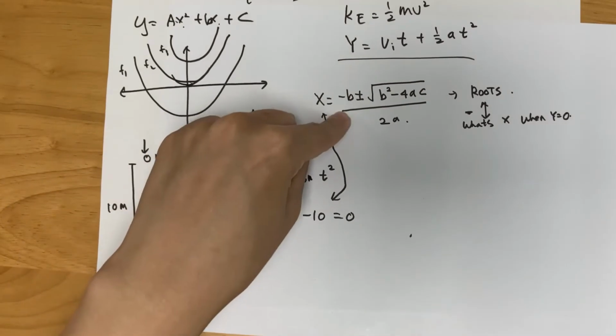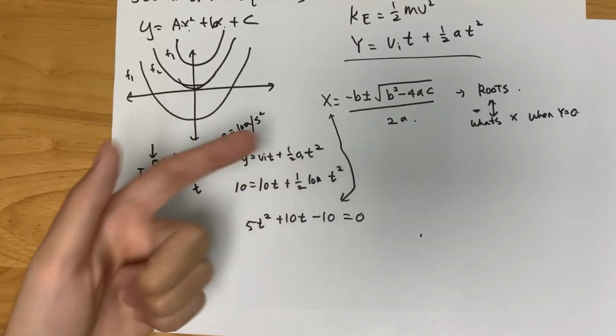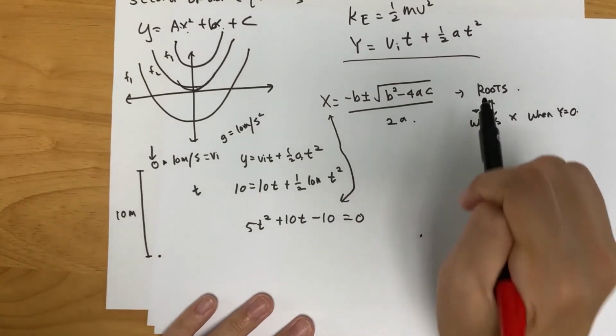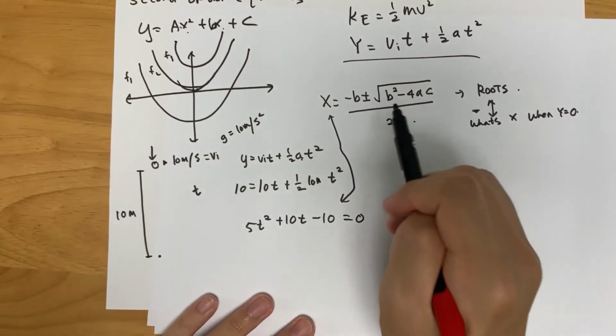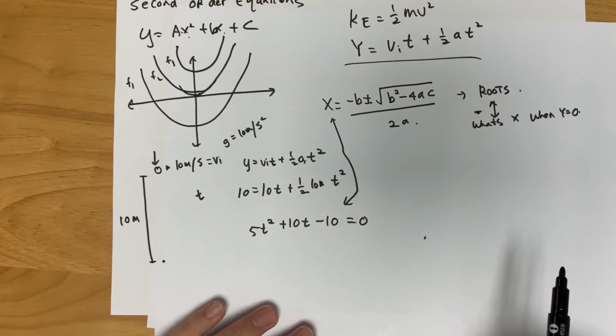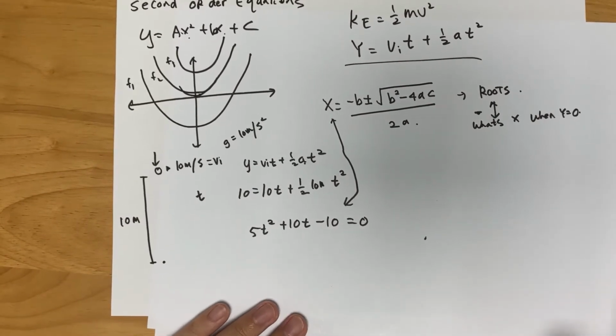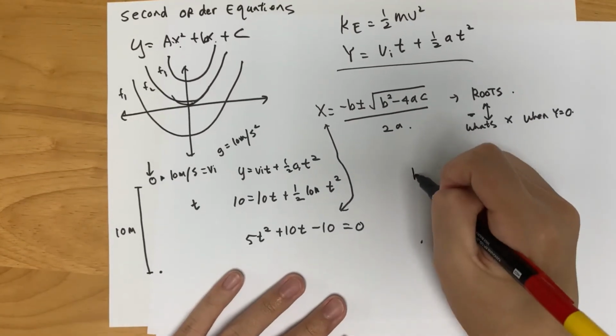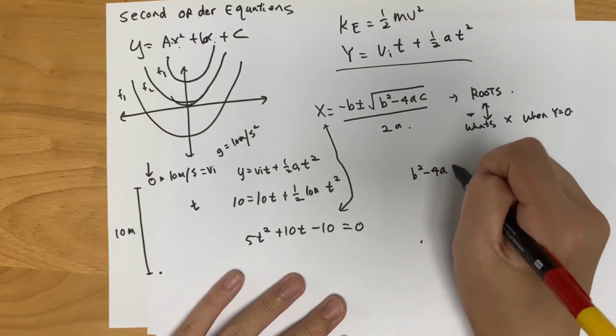One physics problem using this formula. You're going to use this a lot in physics. So you guys have to know this. Don't forget this equation. And another mathematical fact: b squared minus 4ac.